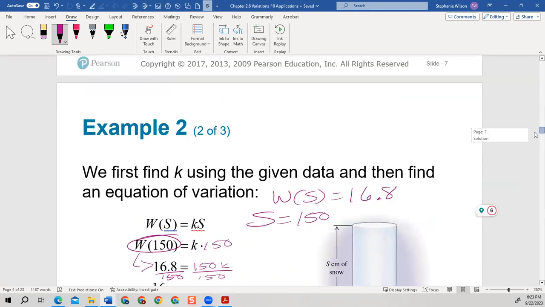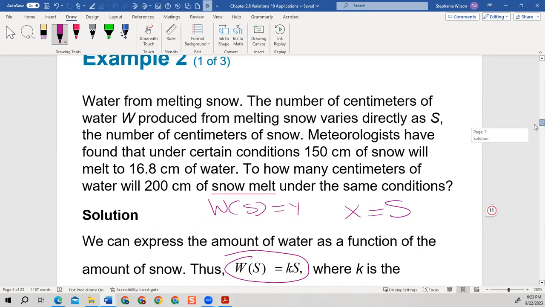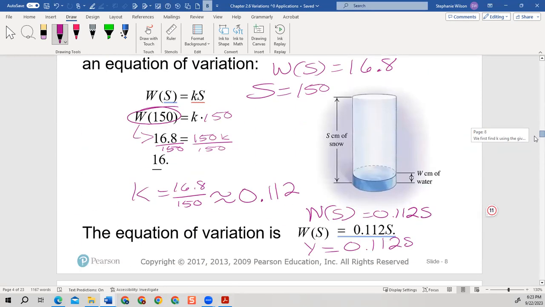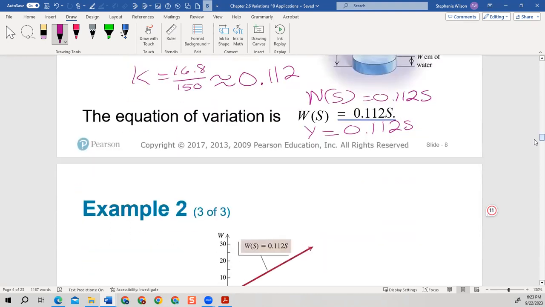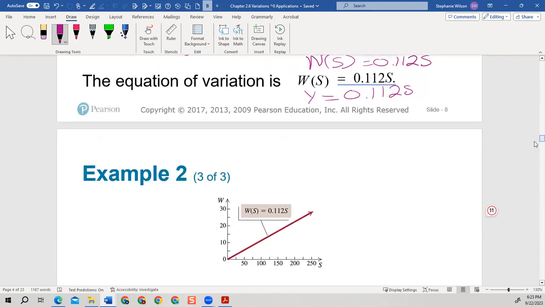The application problem said, now we want to determine how many centimeters 200 centimeters of snow will melt to. All right, so I got my constant K. It's 0.112. I got my equation here, and I'm going to come right here. So let's do this. Now I'm going to go ahead and leave it as Y equals.